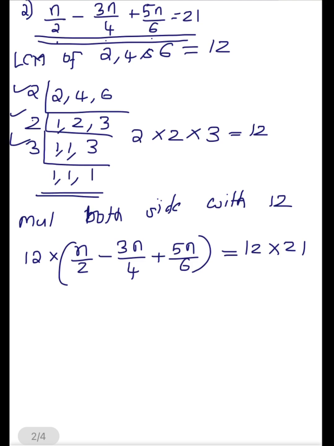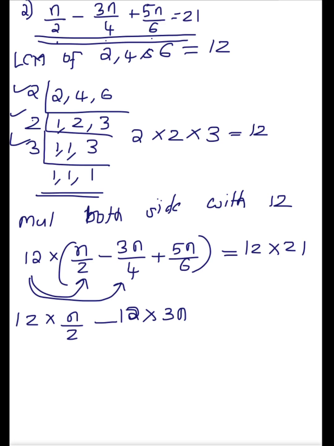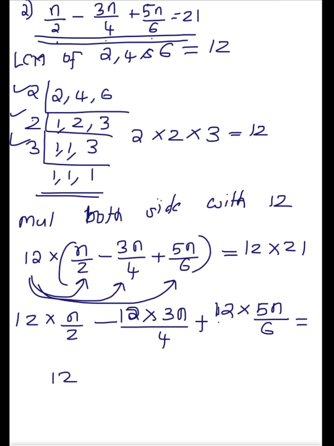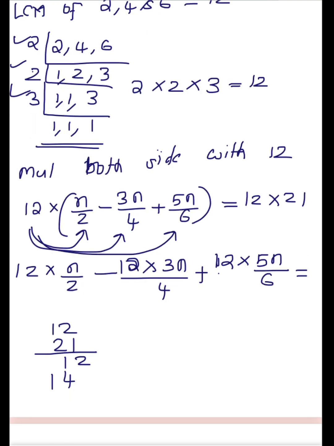Now what you have to do? Let's open the bracket. That means 12 into n by 2 minus 12 into 3n by 4 plus 12 into 5n by 6 is equal to 12 into 21. What is 12 into 21? Let's do it. 12 into 21 is 252. So on the right hand side you will get 252.